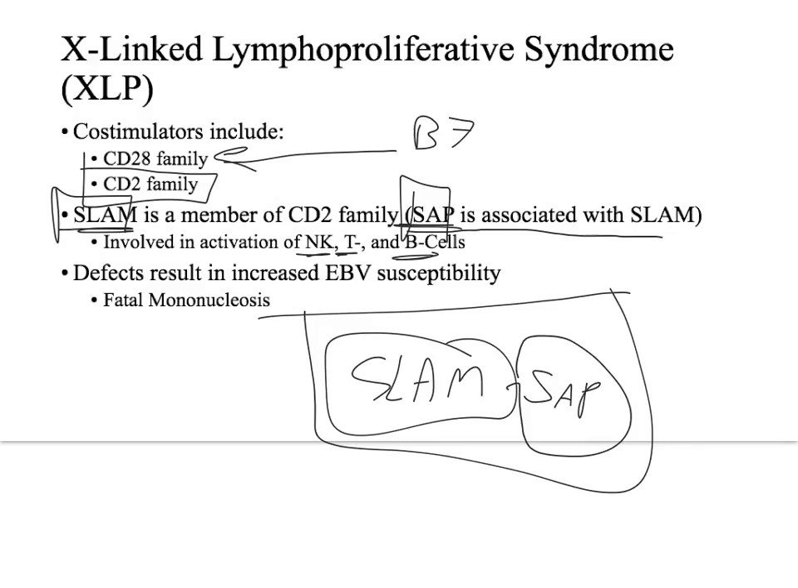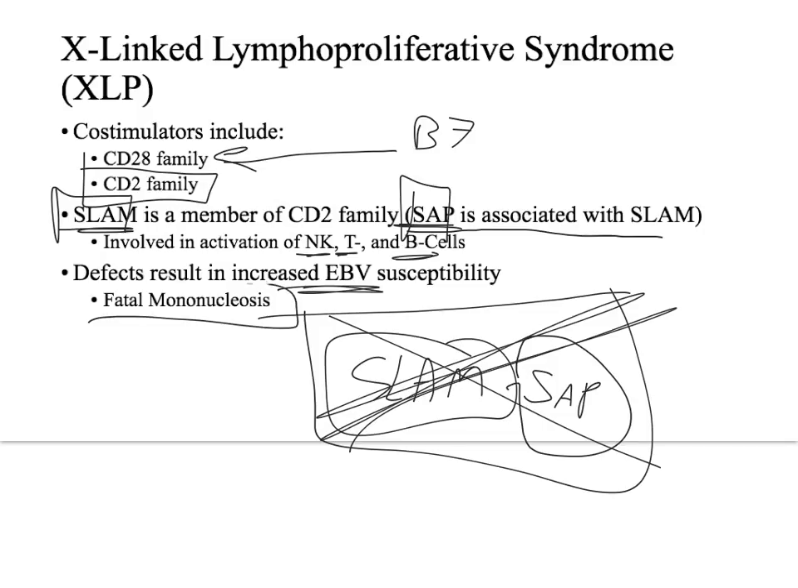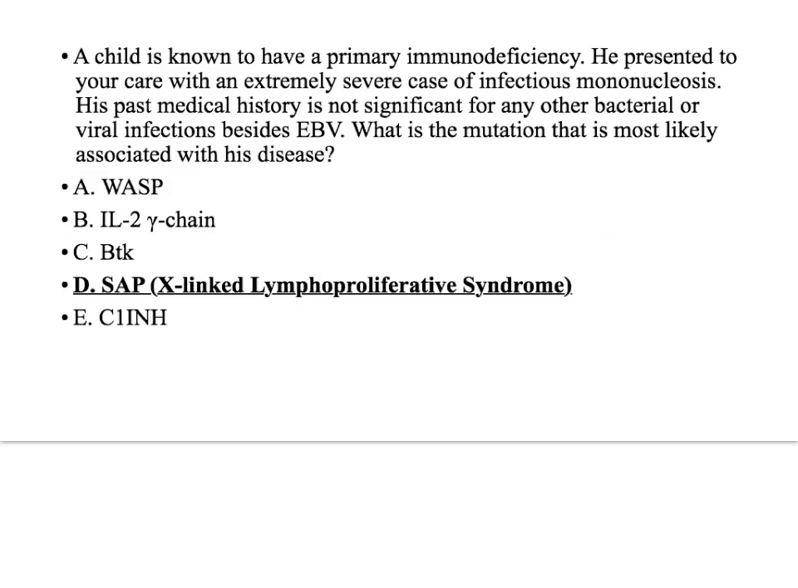And the only disease that has been associated with defects in this is Epstein-Barr virus. So you can get fatal mono. There are other clinical features, but as far as an infection, the only infection associated with it is Epstein-Barr virus. So again, this child, he has a primary immunodeficiency. He presented to your care with an extremely severe infectious mononucleosis. It can be fatal even. His past medical history was not significant for any other bacterial or viral infections.